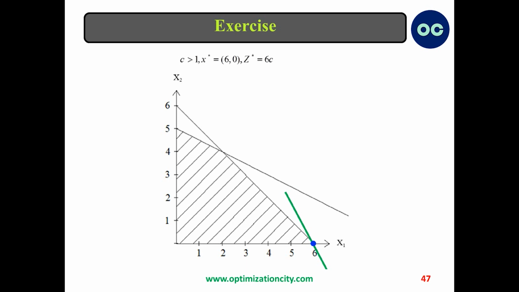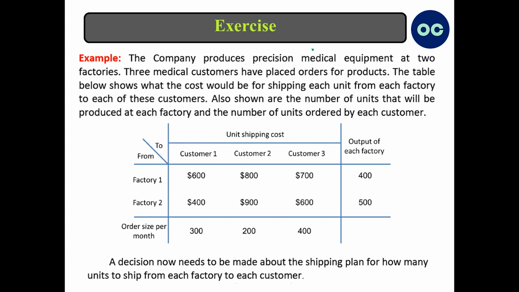Another example, consider the following example. This is a very well-known example in operations research, which is called the transportation problem. A company produces medical equipment at 2 factories and has received orders from 3 medical customers. The table below shows the shipping cost per unit for each factory to each customer, as well as the number of units to be produced at each factory and the order by each customer.